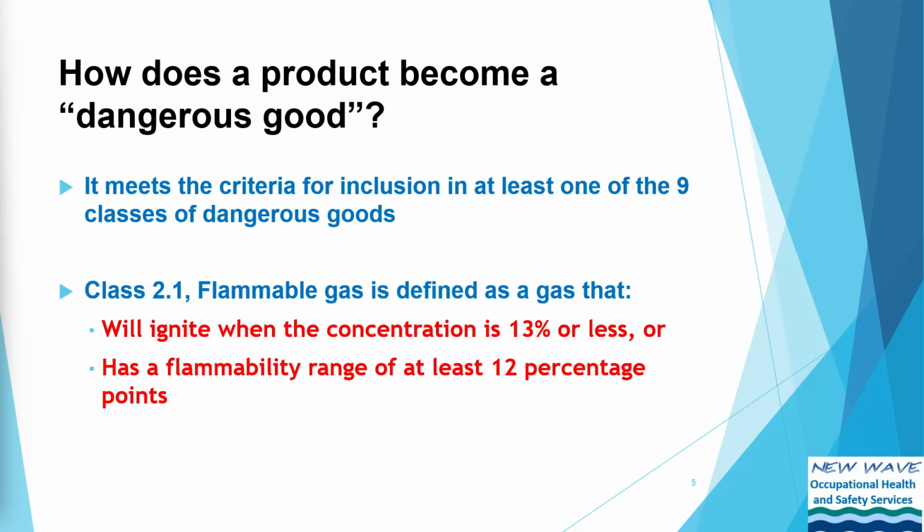Returning to our discussion about how a product becomes a dangerous good, I want to look at the technical criteria for one class, flammable gas. The regulations define a flammable gas as a gas that will ignite when the concentration is 13% or less, or has a flammability range of at least 12 percentage points. If either or both of these criteria are met, the product is Class 2.1 flammable gas. These criteria are discussed in detail in our Transportation of Dangerous Goods classification course.